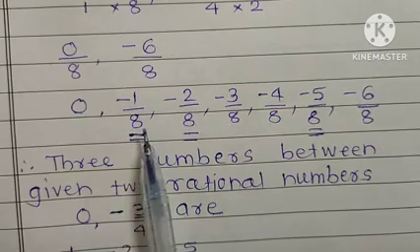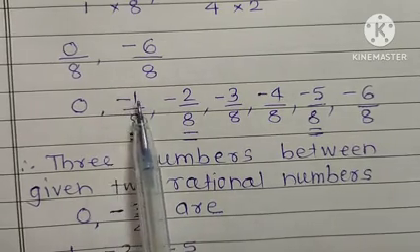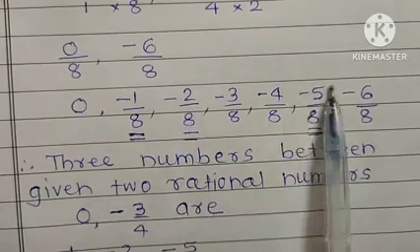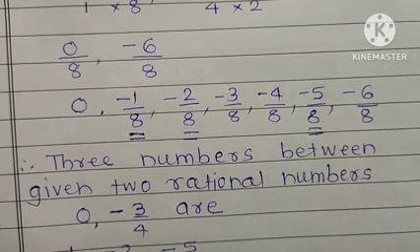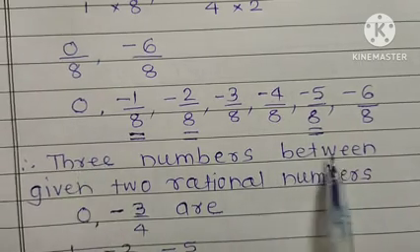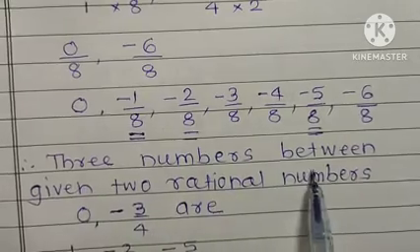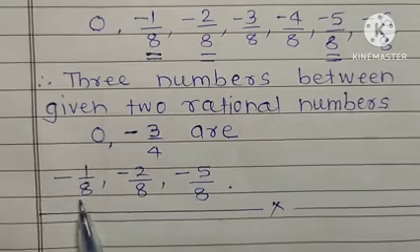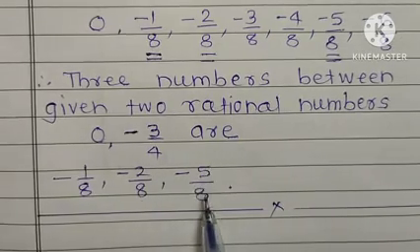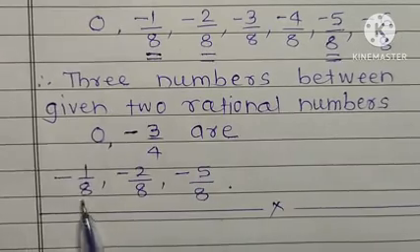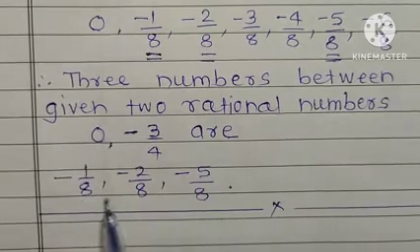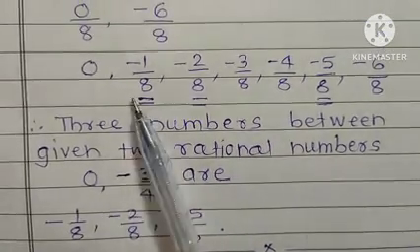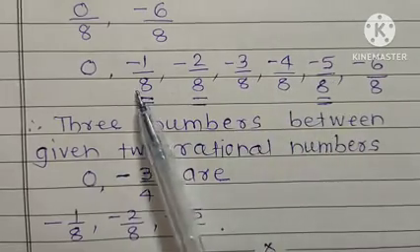But in the textbook, the answer is given -1 by 8, -2 by 8, and -5 by 8. So you can write 3 numbers between the given 2 rational numbers 0 and -3 by 4 are -1 by 8, -2 by 8, -5 by 8. But it is not compulsory to write these 3 numbers only. You can write any three numbers from these numbers.